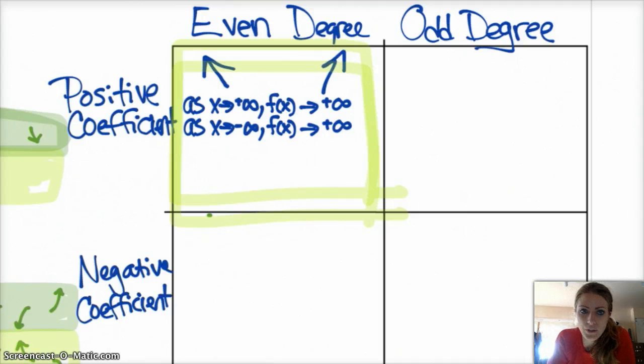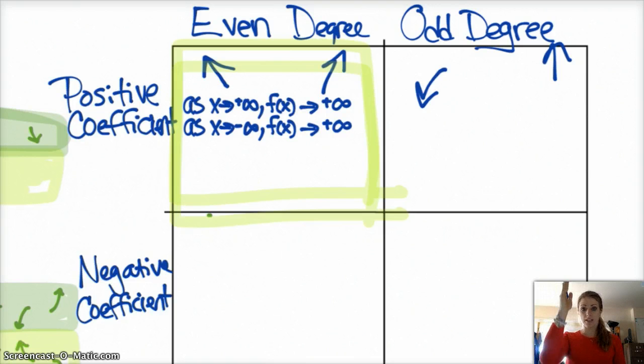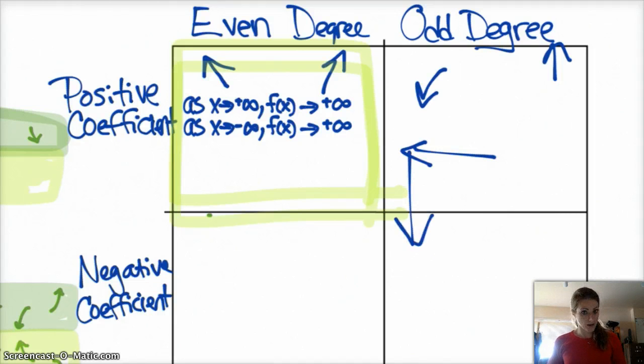And so now we do an odd degree but a positive coefficient. That's going to look like a regular x cubed function, which goes up on the positive x axis and down on the negative x-axis. Okay, so you would write that as x approaches positive infinity, f of x goes to positive infinity. But as x goes to negative infinity, so as you go to the left, f of x decreases, it goes down. Okay, so f of x approaches negative infinity.